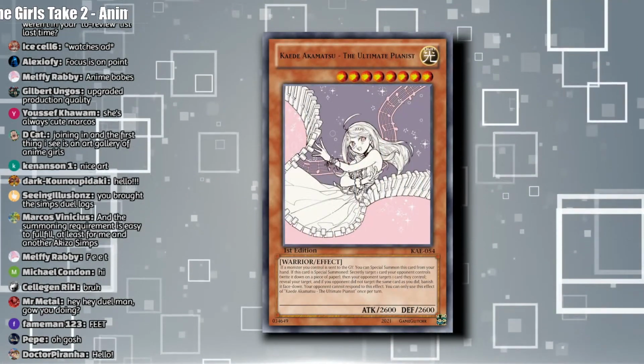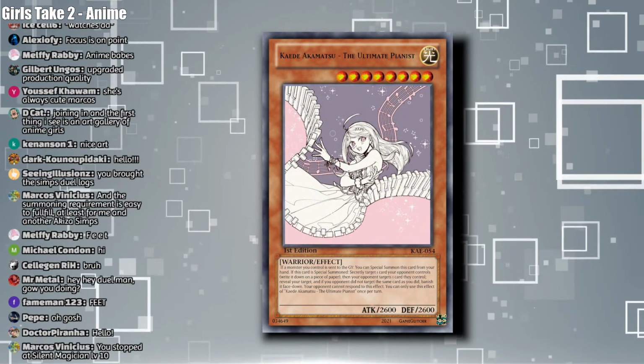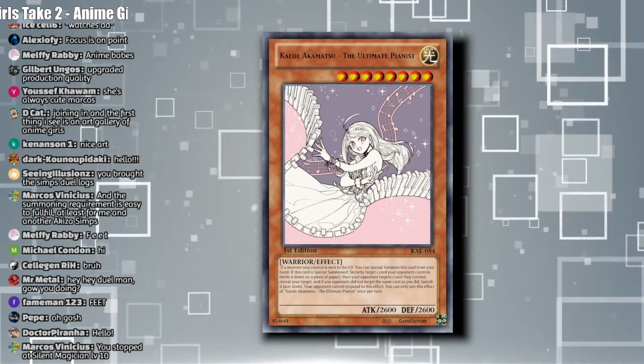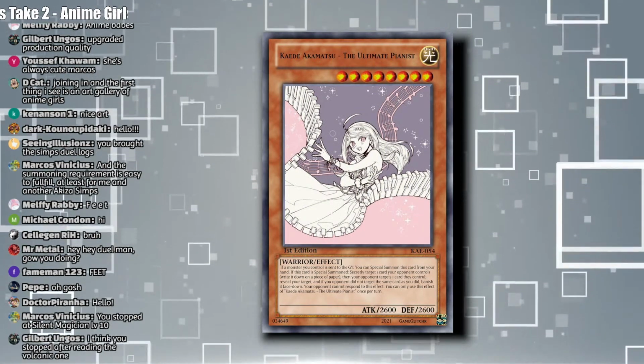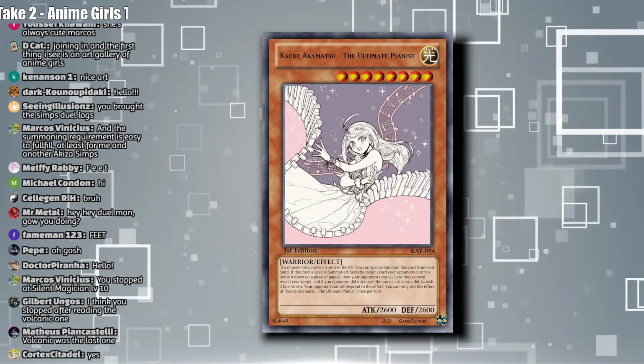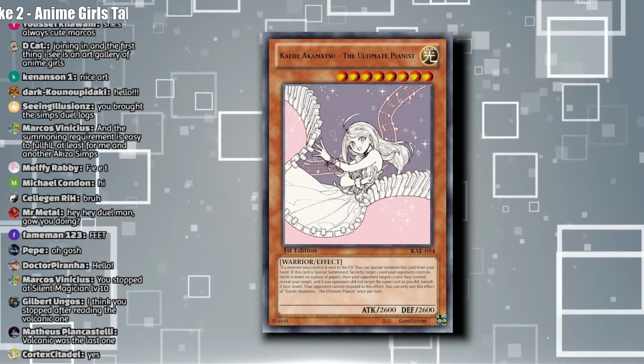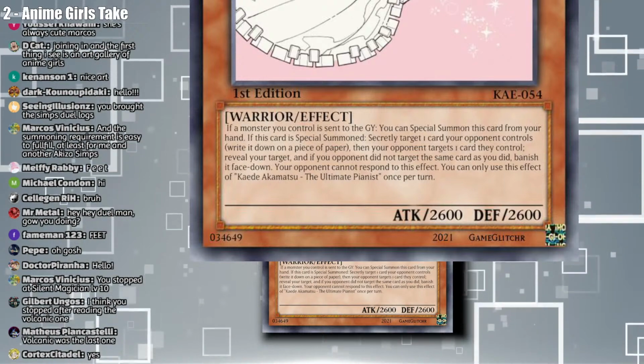Okay, so first up, what we have is Kaede Akamatsu, the ultimate pianist. Kind of fitting. Did I stop on level 10? Let me blow this one up a little bit.